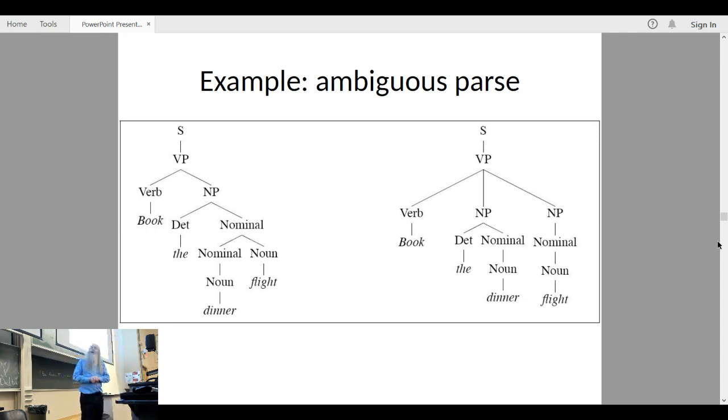Okay, and these have different parse trees. Could somebody explain the difference between the meaning of these two sentences? The left-hand side is treating the dinner flight together as a noun phrase, while the right-hand side treats the dinner as one noun phrase and flight as the second. So can you give me a scenario where the second one is used? Because the second one is the one that's weird.